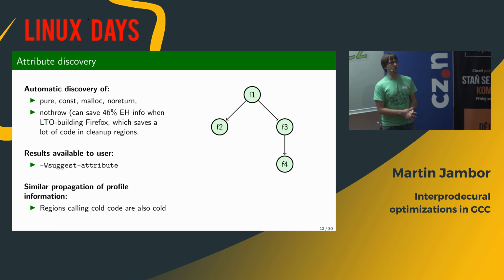Very similar propagation happens to estimated profile information. So that's when you do not build your project with profile guided optimizations, but rely on GCC estimating how likely it is that particular pieces of your program are going to be executed. And if something is deemed very cold because it aborts the program, for example, then everything calling that generally can also be considered cold, and this is also propagated from callees to callers.